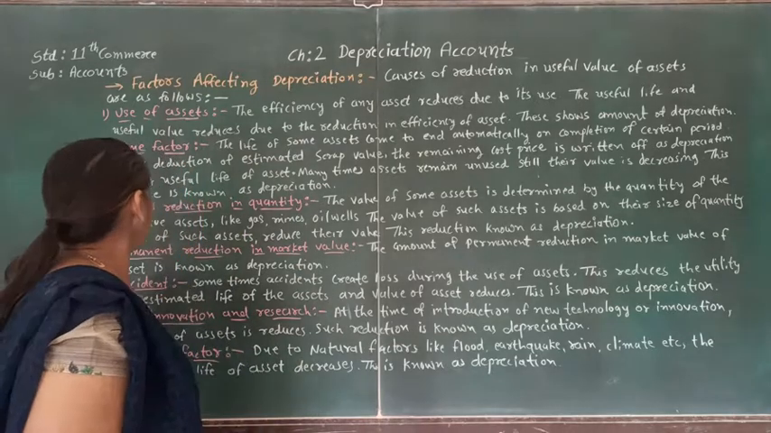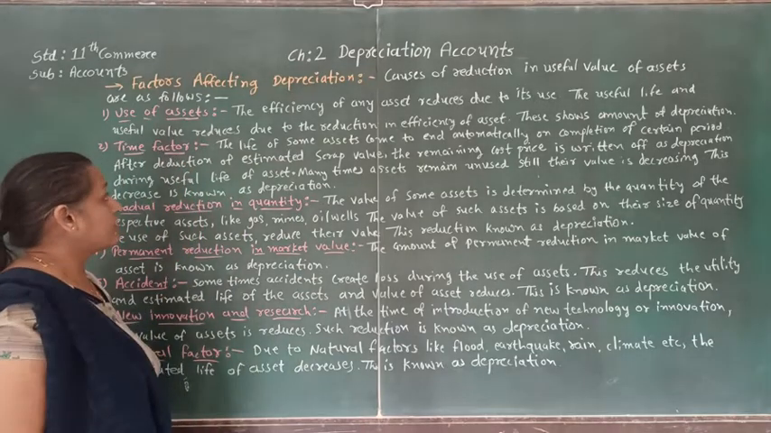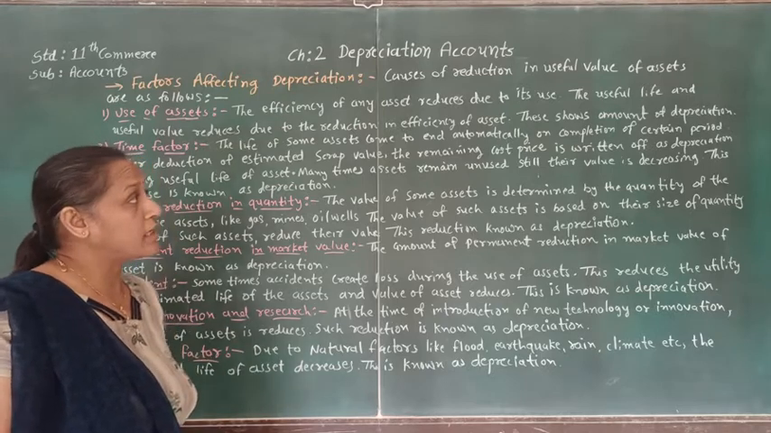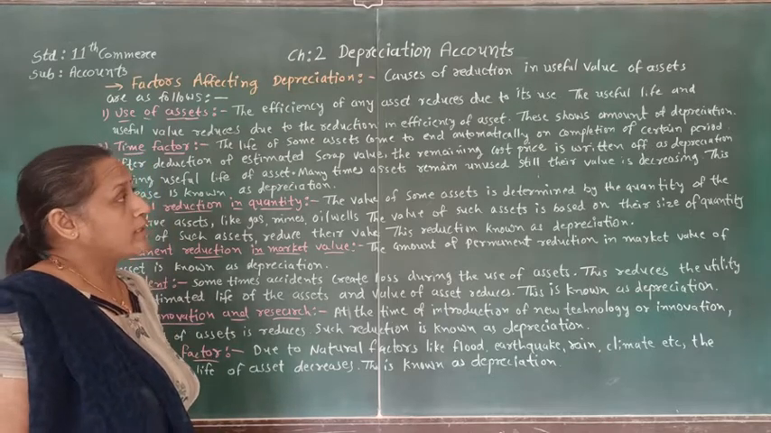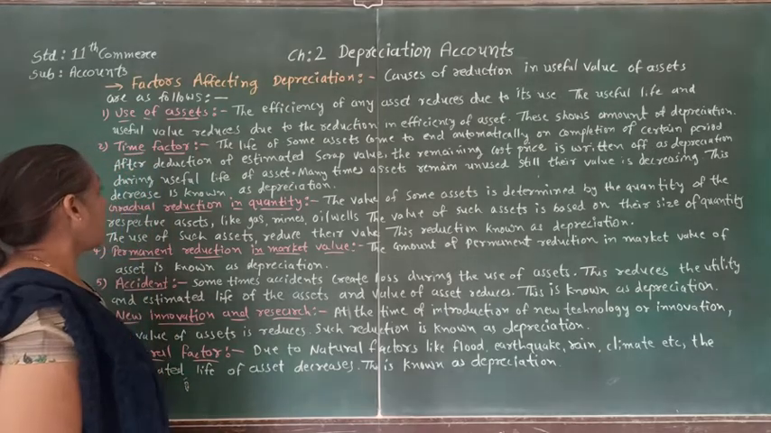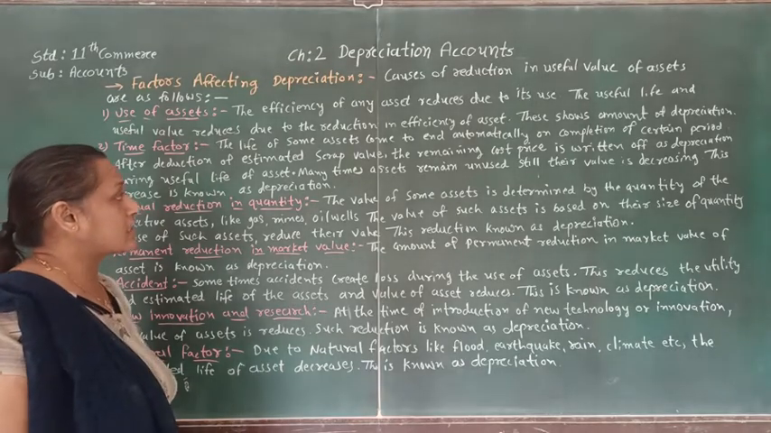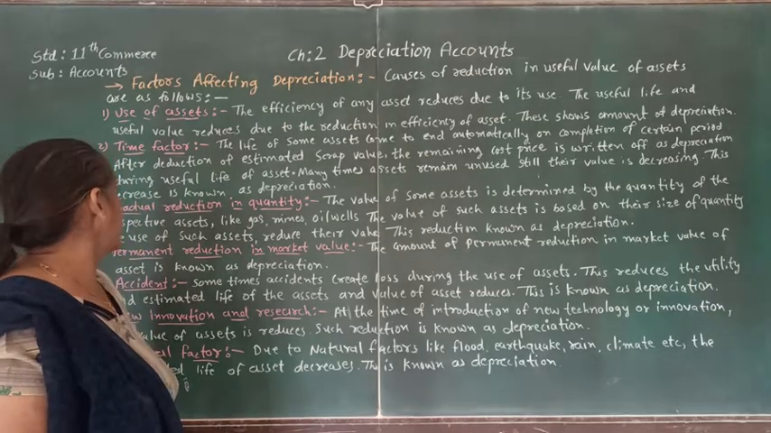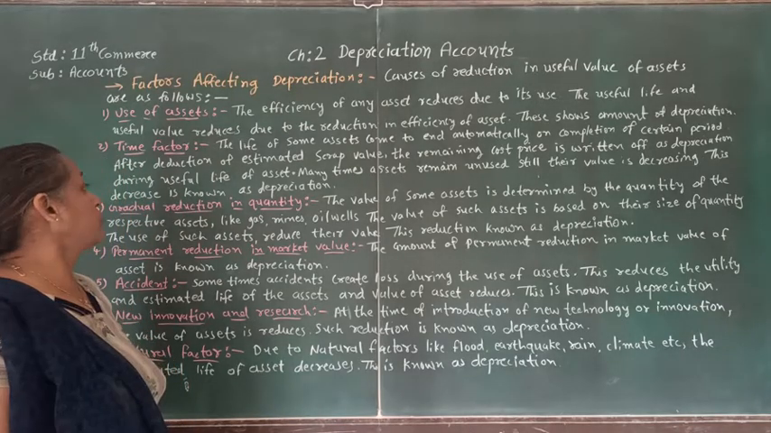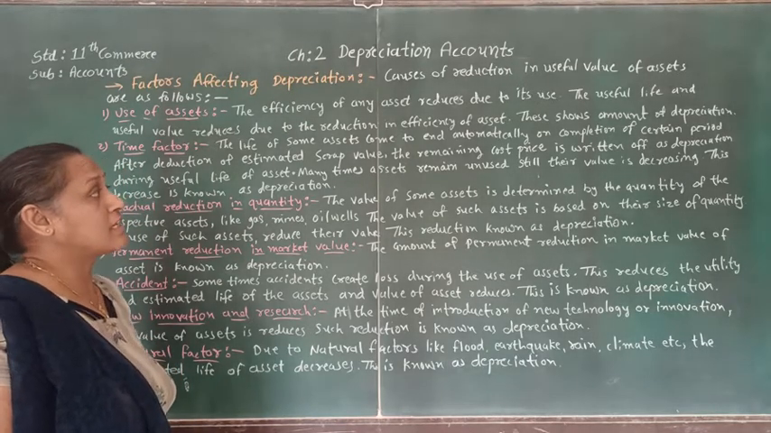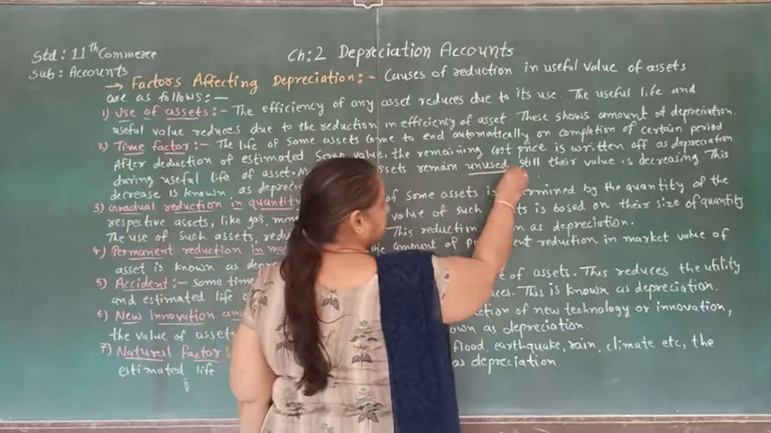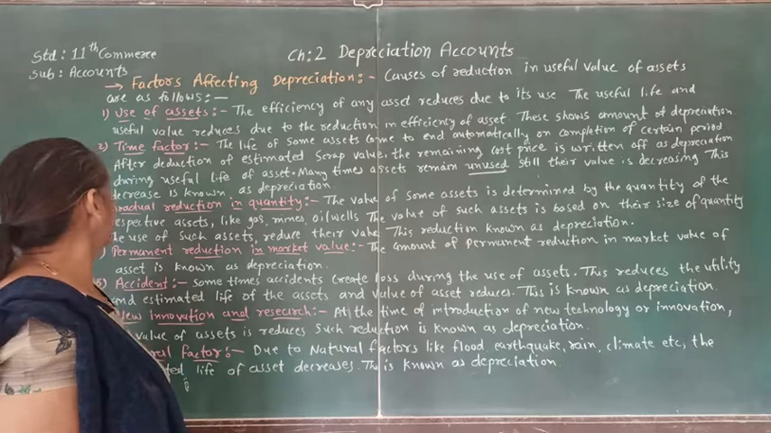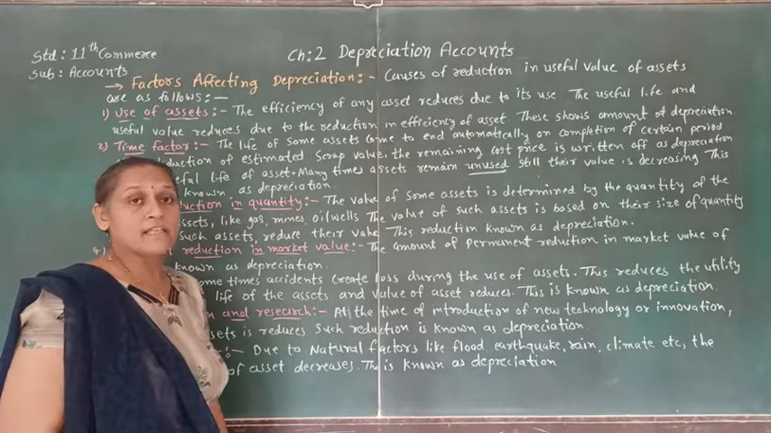Now let's see the next, that is the time factor. The life of some assets comes to an end automatically on completion of a certain period. After reduction of estimated scrap value, the remaining cost price is written off as depreciation. During the useful life of an asset, many times assets remain unused. Still, their value is decreasing. This decrease is known as depreciation.